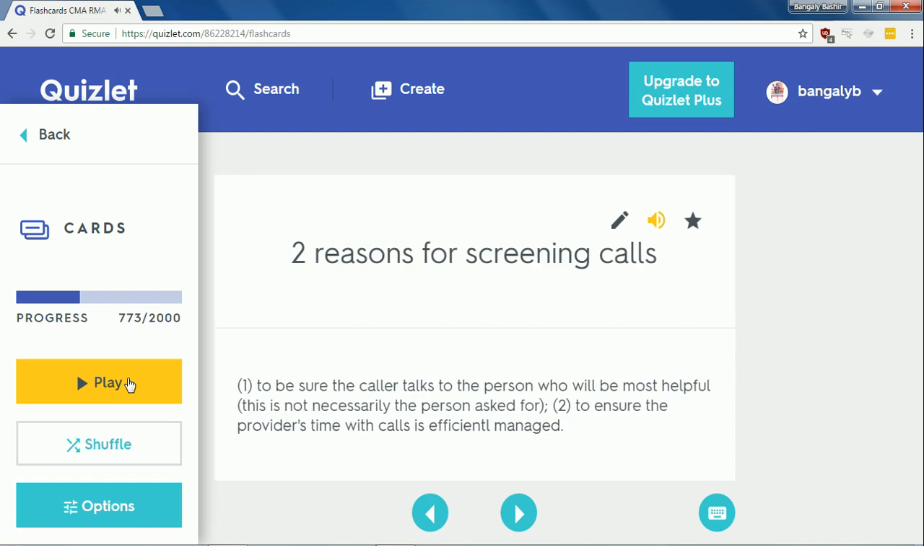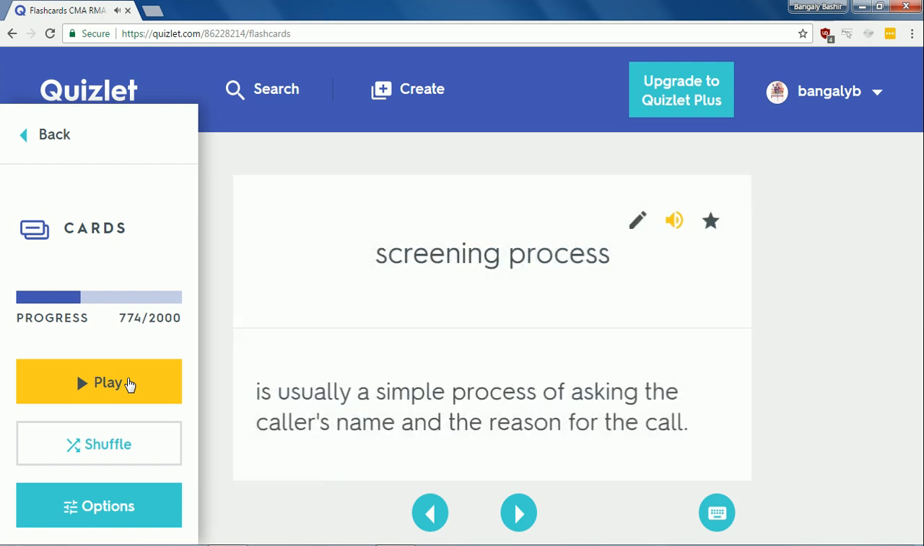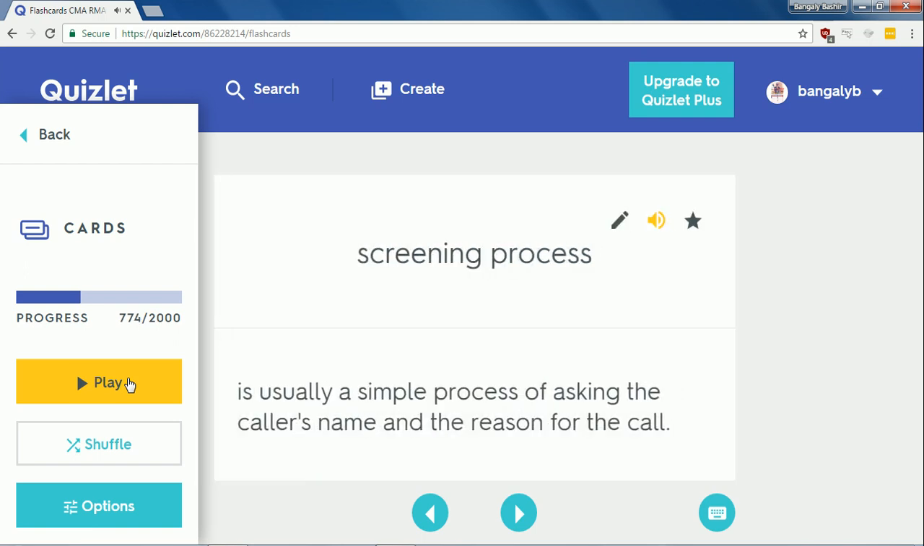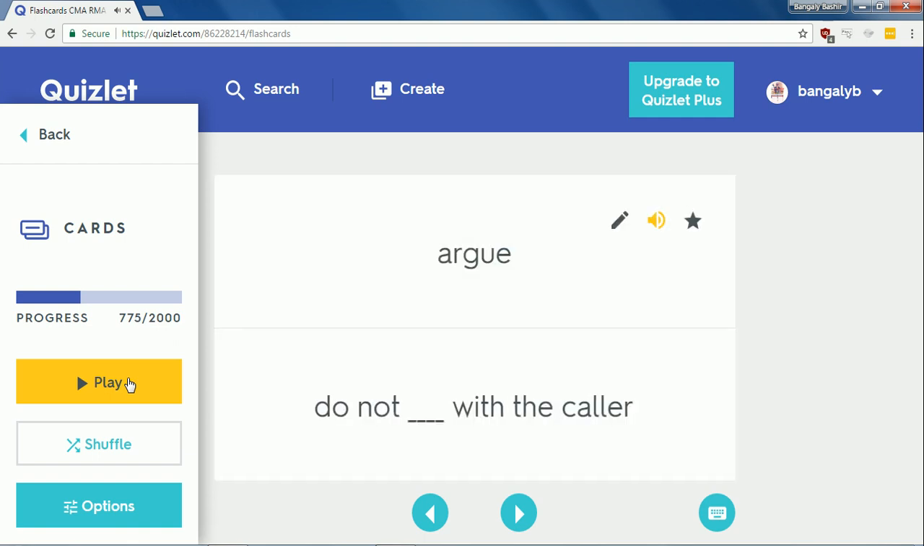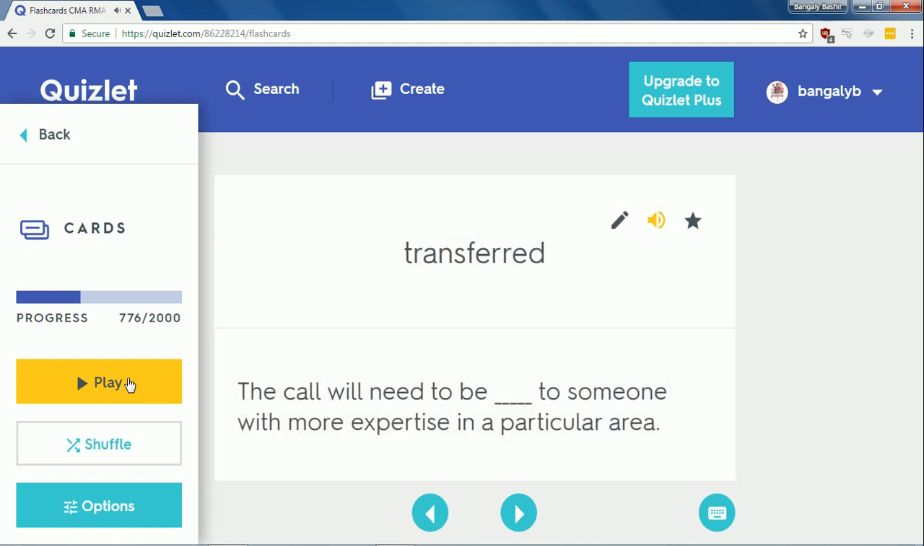Two reasons for screening calls. To be sure the caller talks to the person who will be most helpful, and to ensure the provider's time with calls is efficiently managed. The screening process is usually a simple process of asking the caller's name and the reason for the call. Argue. Do not argue with the caller. Transferred. The call will need to be transferred to someone with more expertise in a particular area.